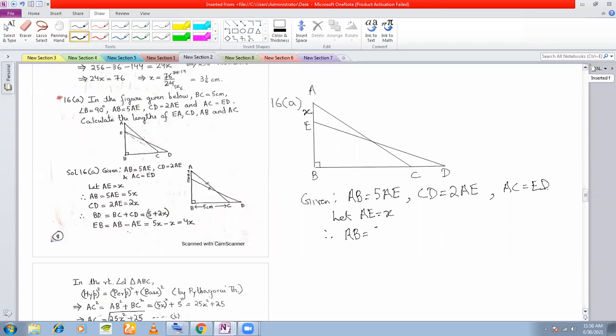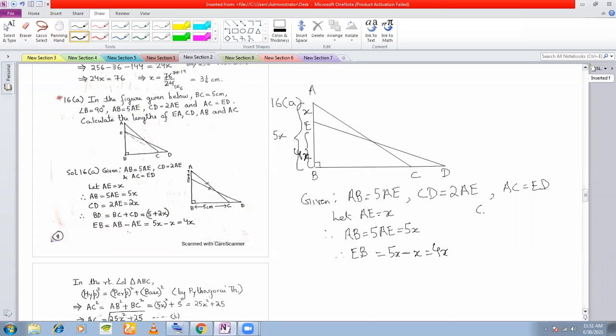Therefore, AB is equal to, it is given to you AB is 5 times AE. That means this is 5X. So this entire length here is 5X. Right. So therefore, what is EB? This length is 5X minus X, sorry, not 4X. 5X minus X is equal to 4X.